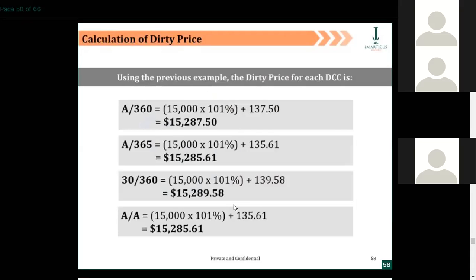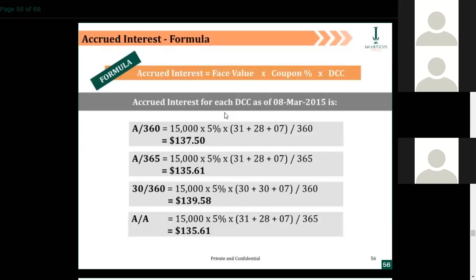If you see the calculation of dirty price, that means with accrued interest, this becomes the actual price of the bond. So what is the face value? That is 15,000, and then the fair value of the bond is 101. Fair value is basically a method to ascertain the current value of the bond. It is used through a discounting method. So 101 is the fair value which is given there in the beginning.